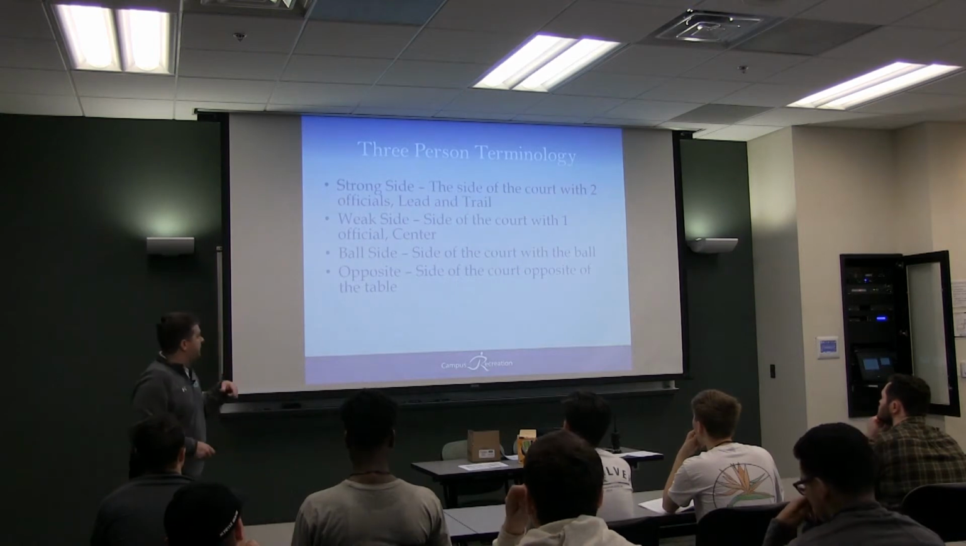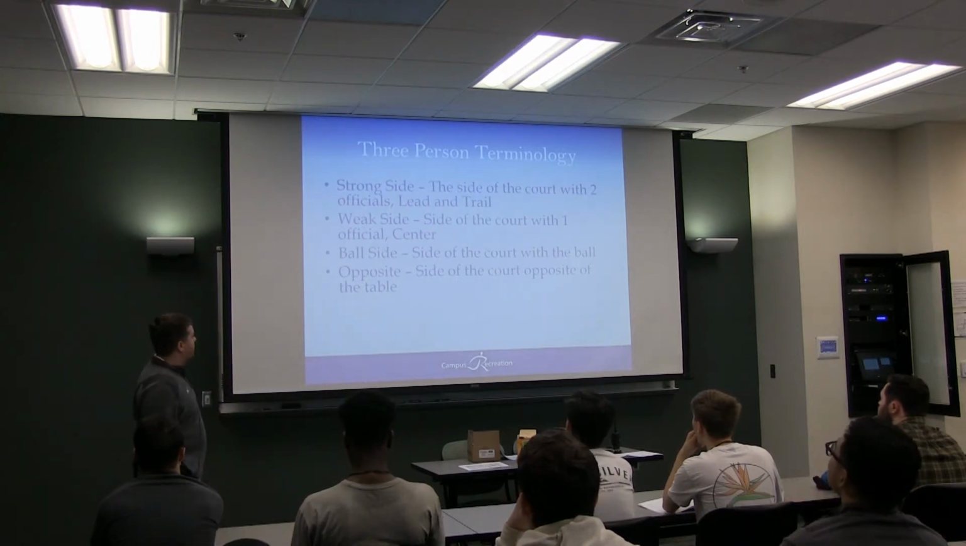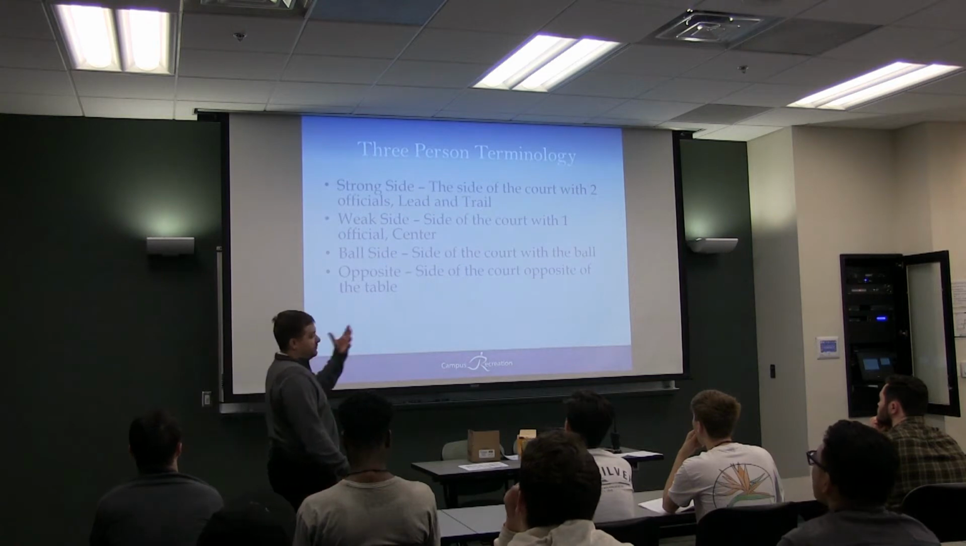Strong side is the side with the ball or two officials. Weak side's the one with one. Opposite is opposite the table.